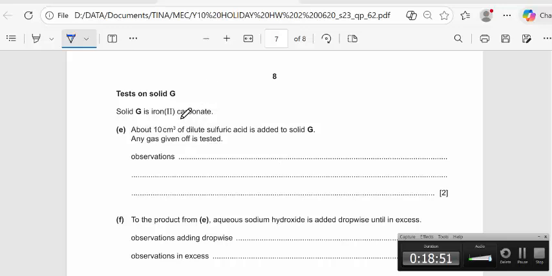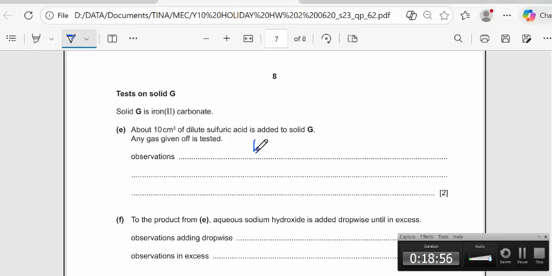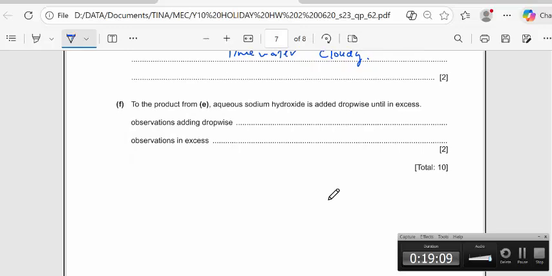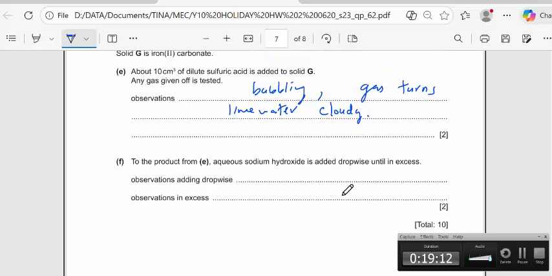So iron 2 carbonate, about 10 centimeter cube of dilute sulfuric acid is added. Okay, any gas given now is given. So you see bubbling. And then gas turns lime water cloudy. Okay. So it says iron 2, you see green precipitate. You add excess, it's still green precipitate. Do you all understand how to do? Okay. Make sense?